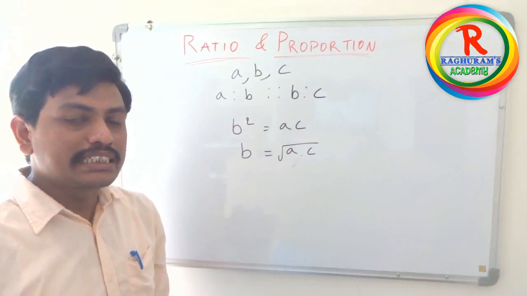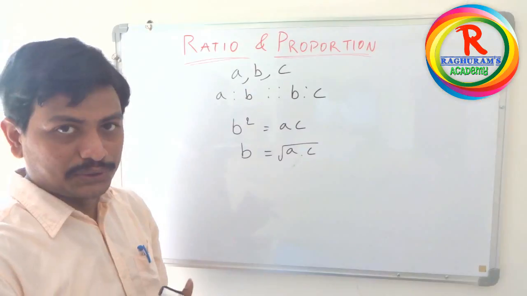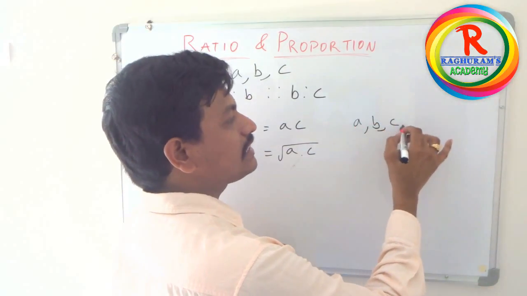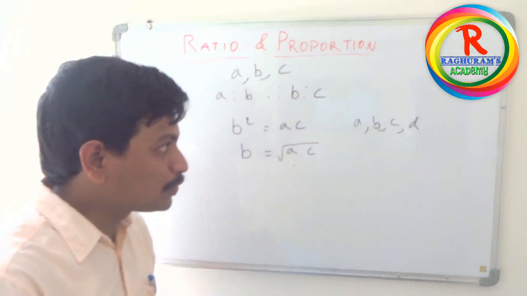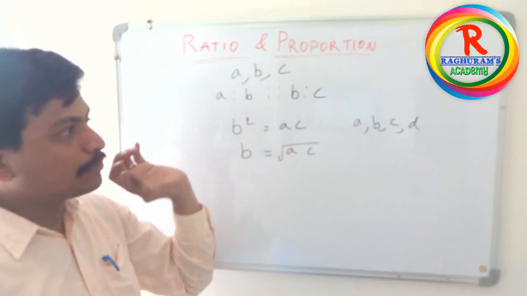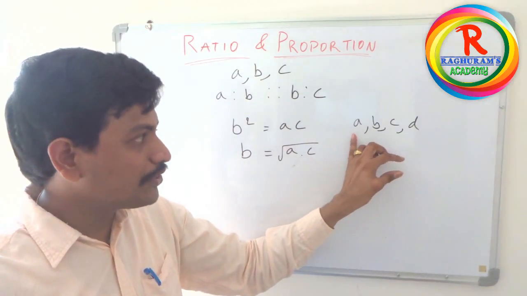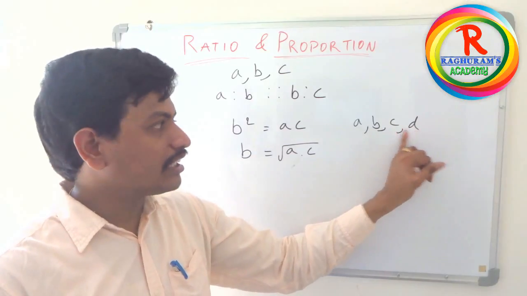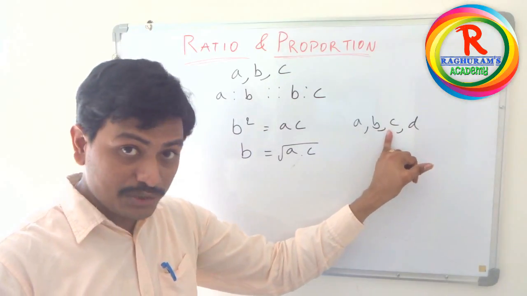Proportion is nothing but comparing two ratios. So we may have A, B, C, D in proportion, that is four terms in proportion, or only three terms in proportion. If four terms are in proportion, how do you write? A is to B is the same as C is to D. Or we can also write A is to B is equal to C is to D.